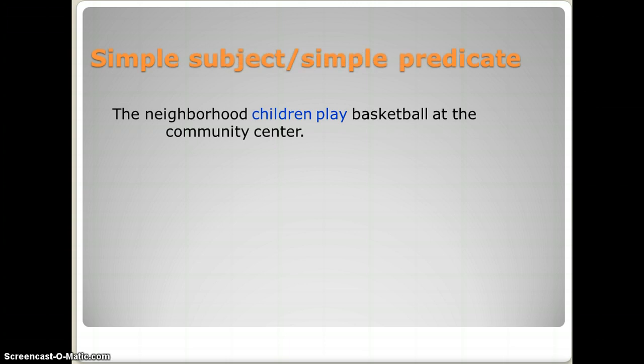Now you will also have simple subjects and simple predicates in a sentence. If you look at the sentence below, the neighborhood children play basketball at the community center. Now thinking about what we just talked about, who or what our sentence is about is the neighborhood children. That is our complete subject. What about them? They play basketball at the community center. Now the simple subject would just be who the sentence is about. Specifically, it's about children. And the simple predicate would be what about them? What did the children do? The children play.